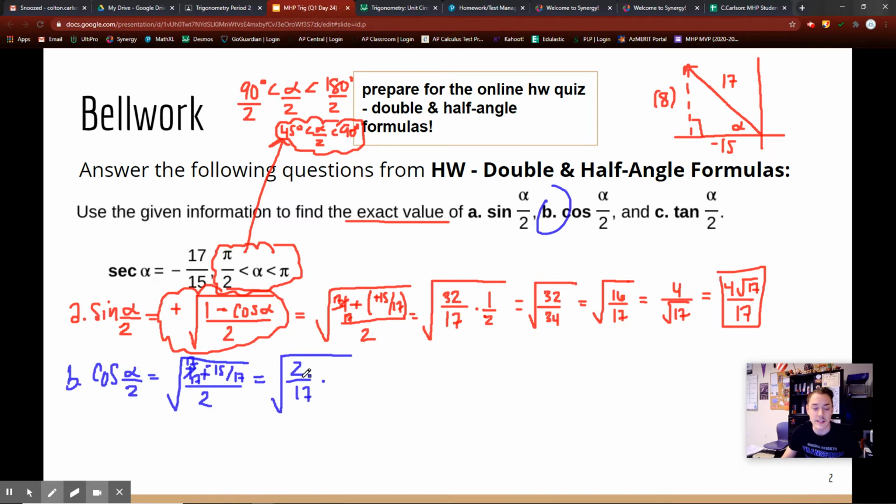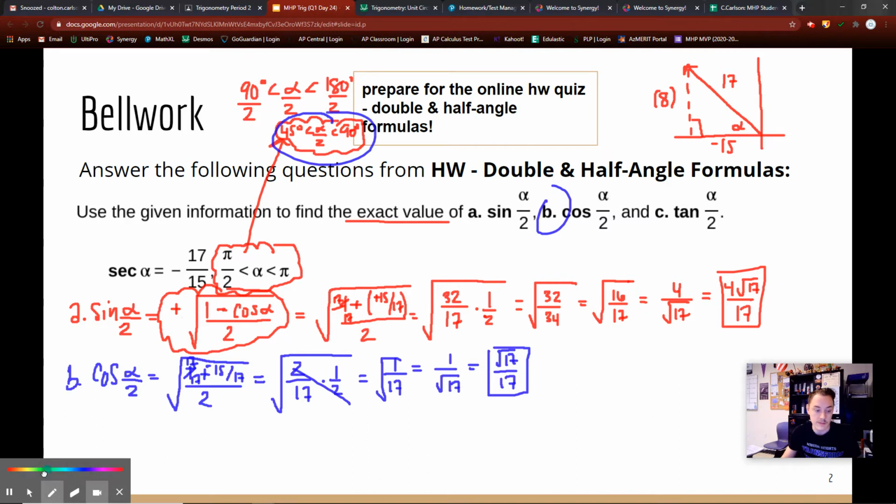17 minus 15 is 2. And then, of course, 1/2. Those go poofy, so I'm left with 1 all over 17, but the whole radical. And so now I have 1 all over radical 17 because 1 is a perfect square. So this is radical 17 all over 17. And of course, it's still plus because we're in the first quadrant for my half angle as per my interval.